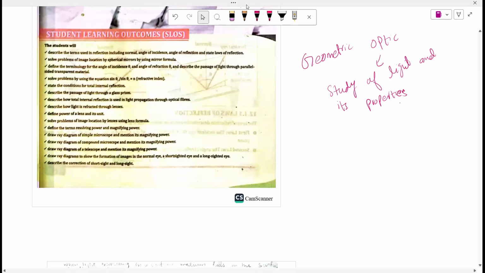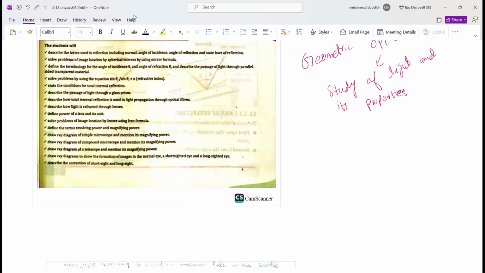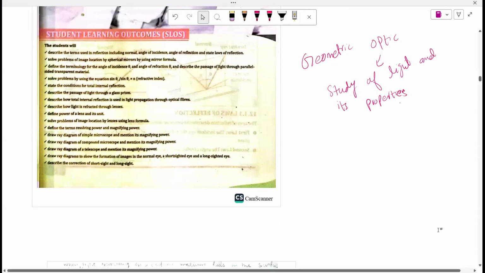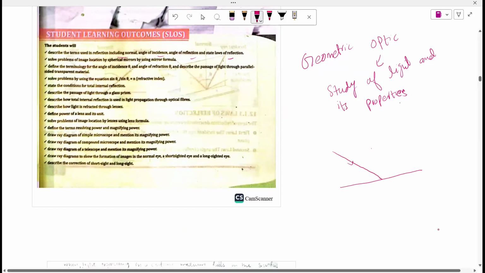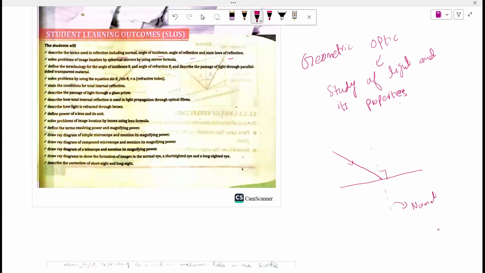The very first thing they have said in the learning outcome is to know about normal, incident angle, reflected angle, and law of reflection. So this is the surface on which some incident light is coming. The point at which it touches the surface, we draw a 90-degree angle with the surface. This line is known as normal.